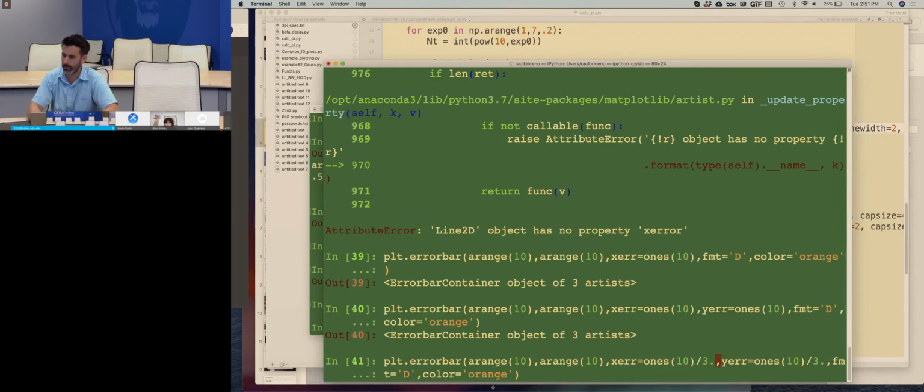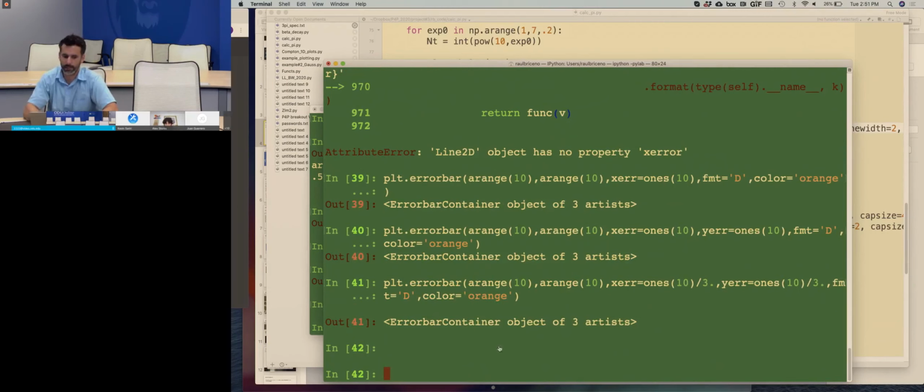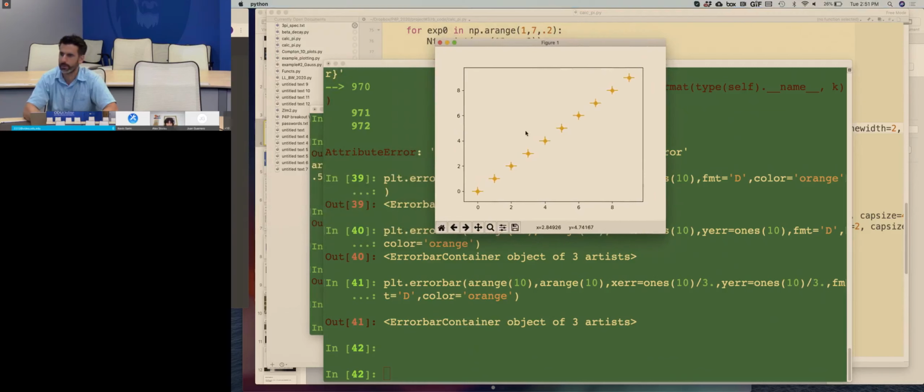Because arrays work so that I can add any arithmetic behavior to each individual component of the array, this just divides all the components by 3. So it gives me 1/3. Look at that. Look how pretty it is. So it's starting to look like data, right?